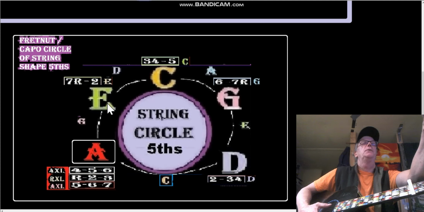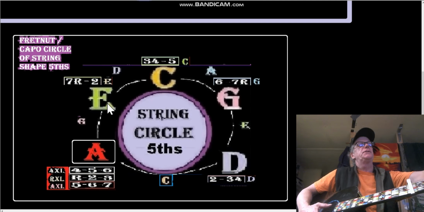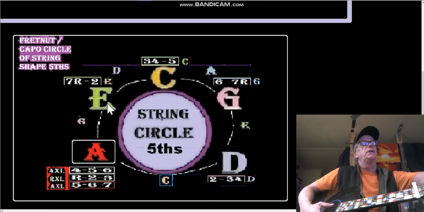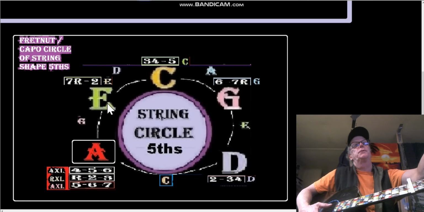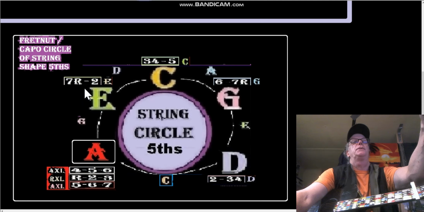Okay, so we want to do that one more time. We have 7 root 2 for the F. Oh, my bad, I was starting it in C. So 7 root 2 for the F is like this. We're going to start it on low E, 7 root 2, 3, 4, 5, 6, 7 root, 2, 3, 4. Okay, so we're right there at the D, then 5, 6, and then 7 root 2.